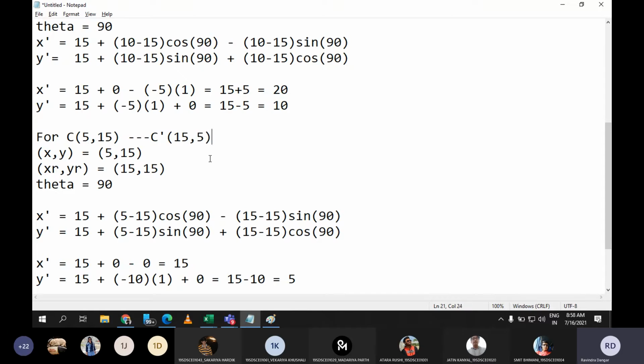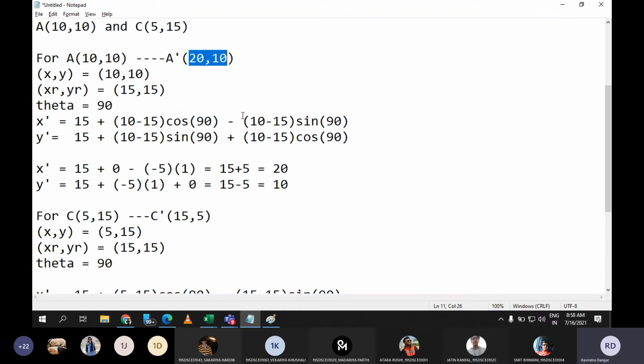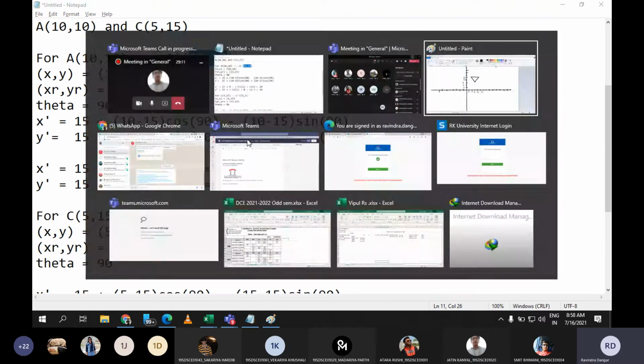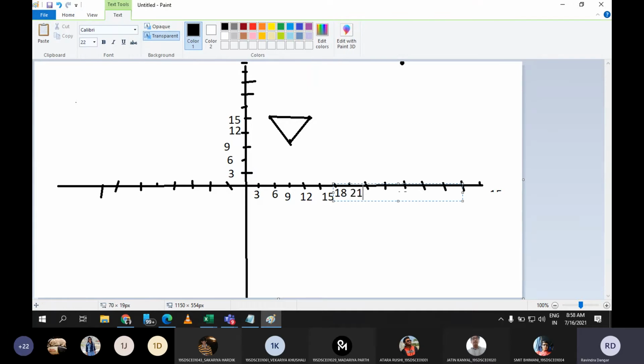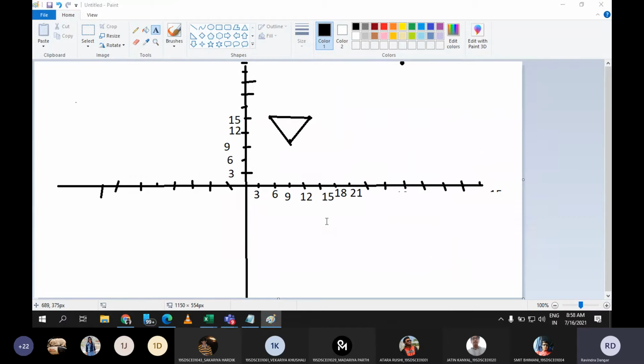Now let's try to plot both the things in a graph. Our first point is 20, 10. Let me draw this in the graph, 20 and 10. So 20 would be somewhere around here, and 10 would be somewhere around here. Fine. Here it is 20 and here it is 10.